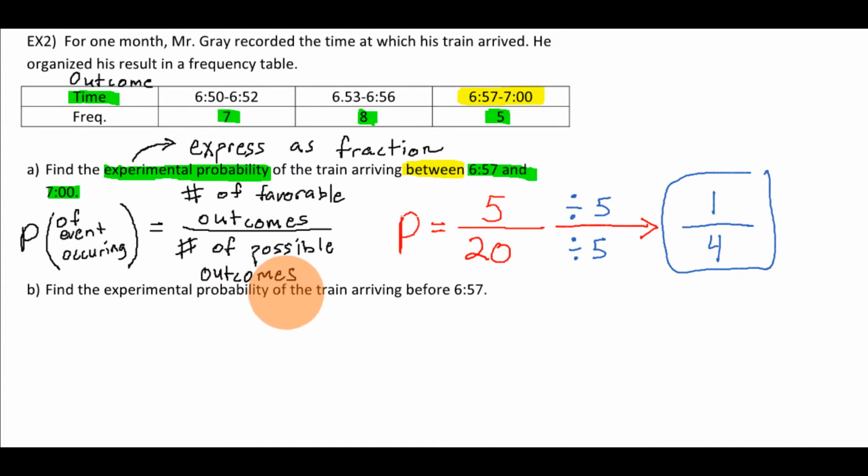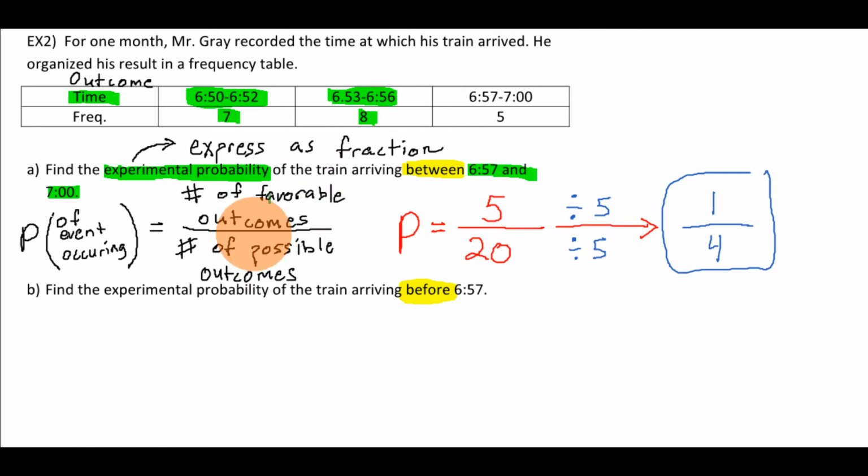We want to find the experimental probability of the train arriving before 6:57. I'm going to highlight that keyword. Before this time is the keyword, and I want it to stand out. We're looking at any time that's before 6:57. So on my collected data chart here, 6:57 is in this last time period. So any time that is from 6:57 to 7 o'clock, I won't use. Let's get rid of those highlights now. And that means I must use times that are before this time slot or time period. So those time periods are 6:53 to 6:56 and 6:50 to 6:52.